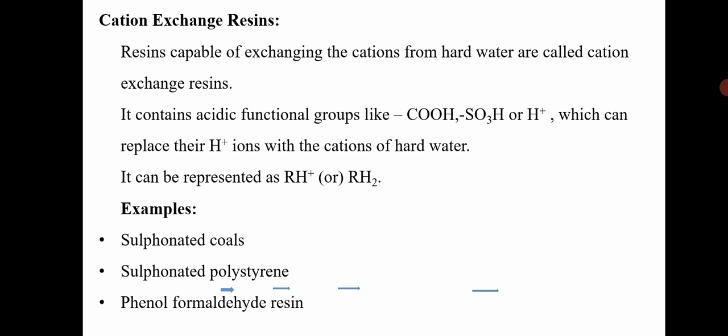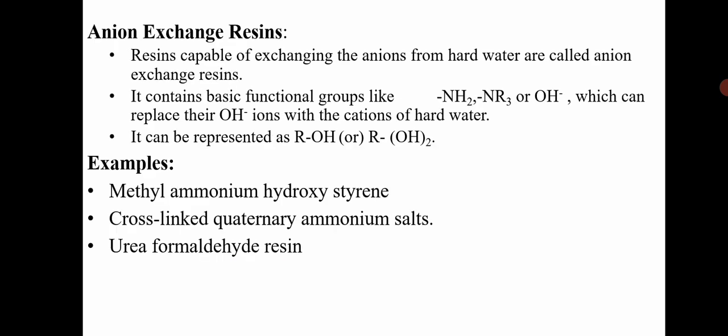The cationic exchange resin, which is present in the left column, is connected with acidic functional groups like COOH and SO3H, which can replace the H+ ions with other cations present in the hard water. Normally, it can be represented as RH or RH2. Examples of cationic resins are sulfonated coal, sulfonated polystyrene, and phenol formaldehyde resin.